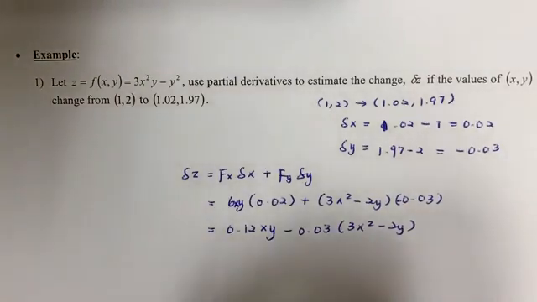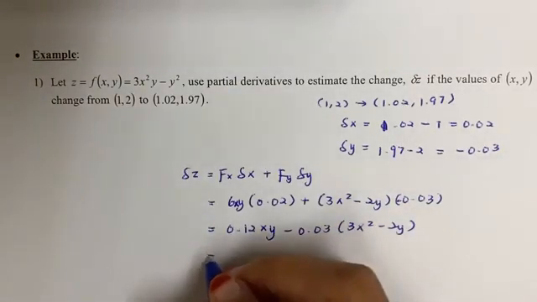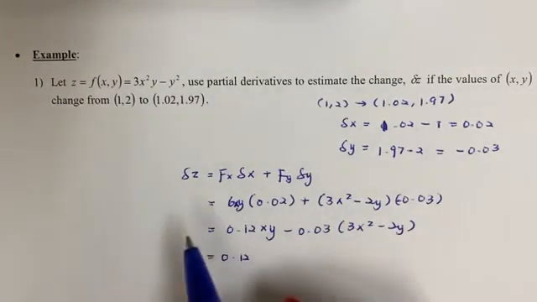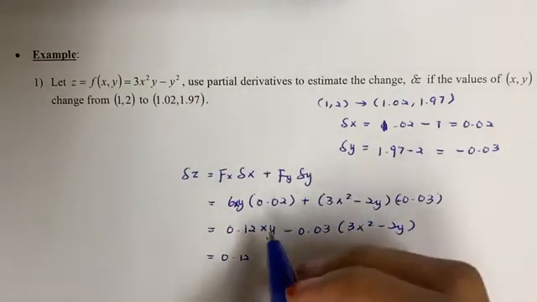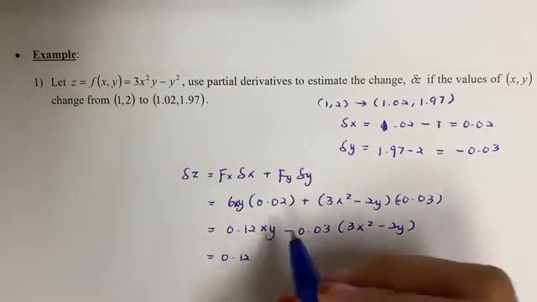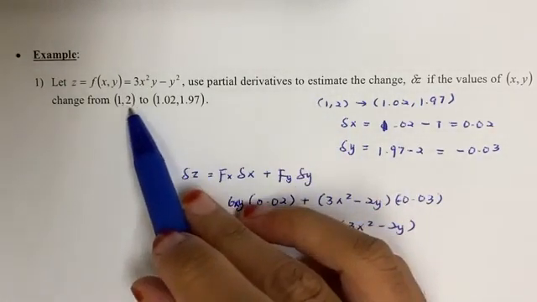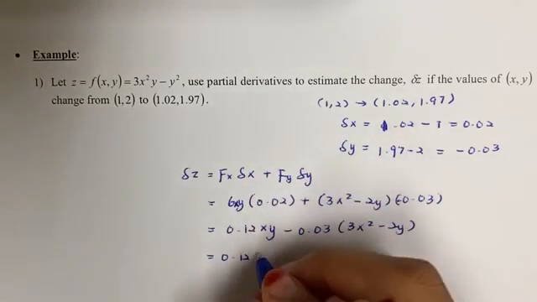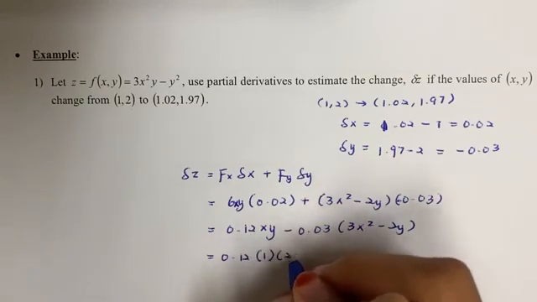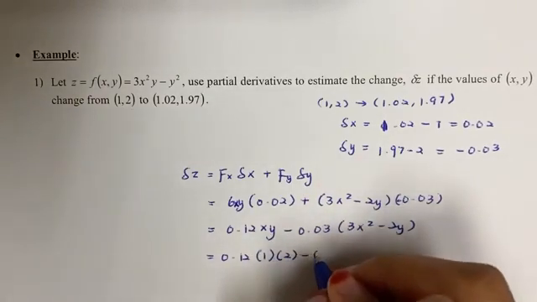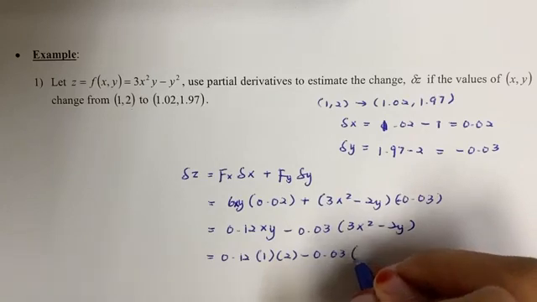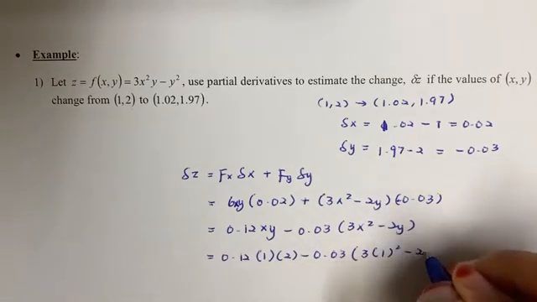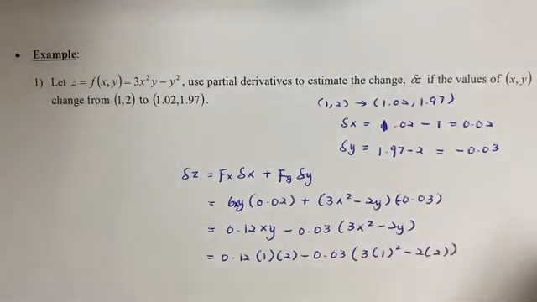You cannot just stop here. You need to substitute the values of x and y to get the total differential of z. Okay, substitute the x and y with the old values, the old values of x and y. So x is 1, y is 2: 0.12 minus 0.03 multiplied by 3 multiplied by 1 square minus 2 multiplied by 2. Okay.